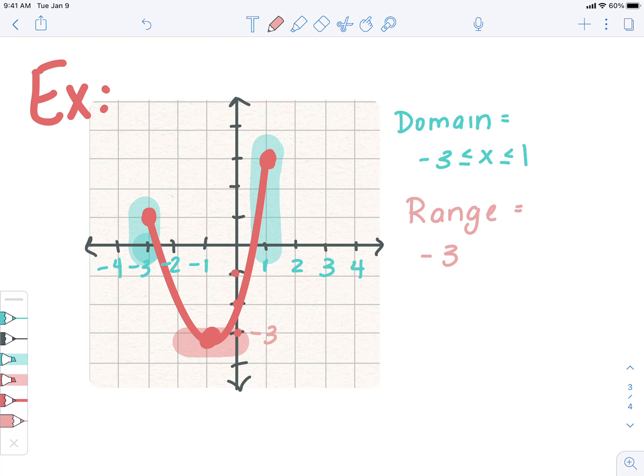And then I want my highest point. So I keep going up, I'm looking, and my highest point is right here. I don't have any part of the graph that goes any higher. So my range goes from -3 up to 3. Range is my y value. And those are still closed circles, so I'm still using equal to signs.